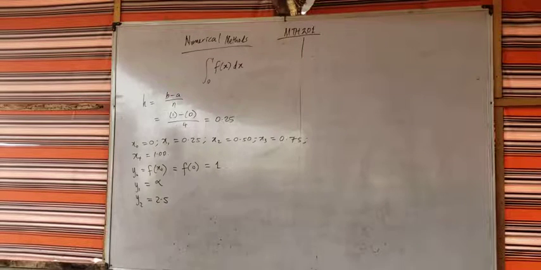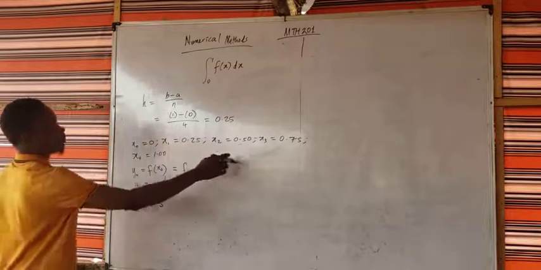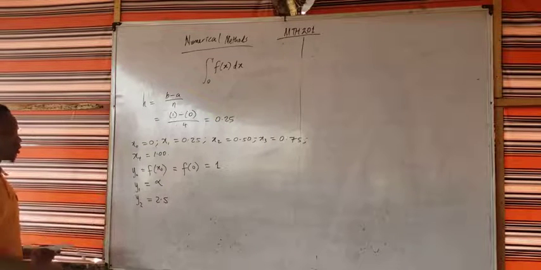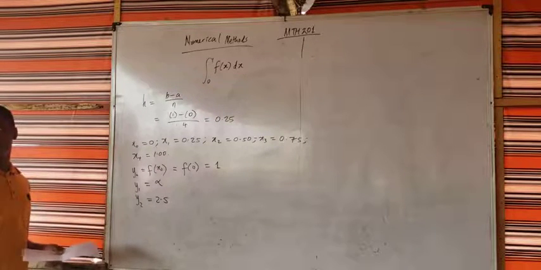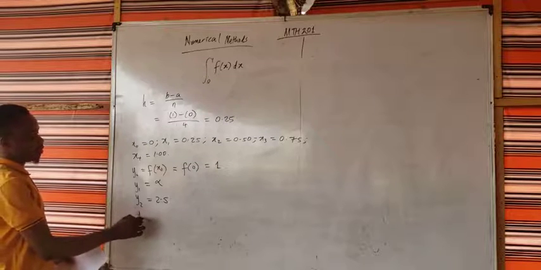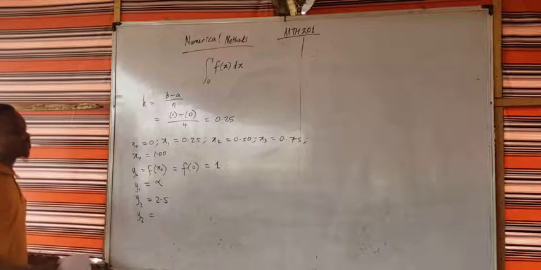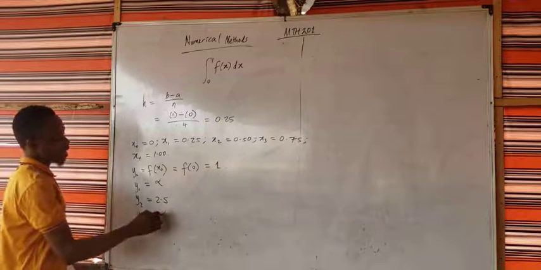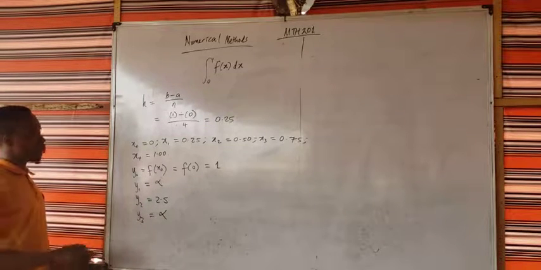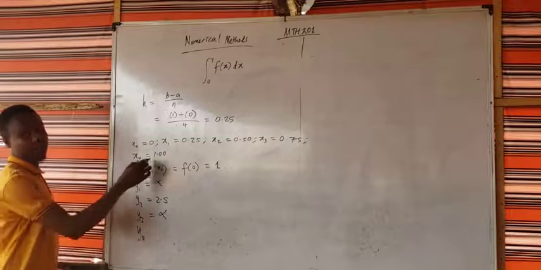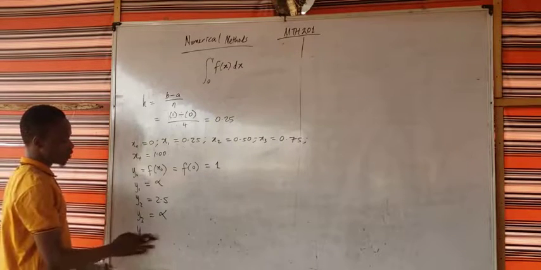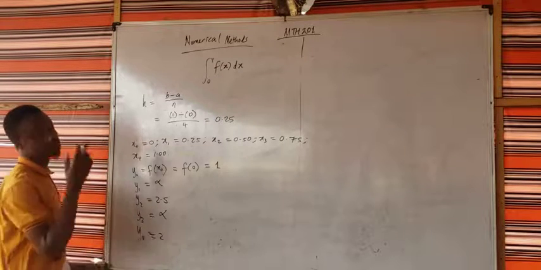Okay, so y2 is f of x2. What is f of 0.5? 2.5. That's how we came about this. Is that clear? Yes. So what's y3? It's f of 0.75. So what is f of 0.75? Alpha. Then y4 is f of 1. What is f of 1? 2. So we are good to go now.